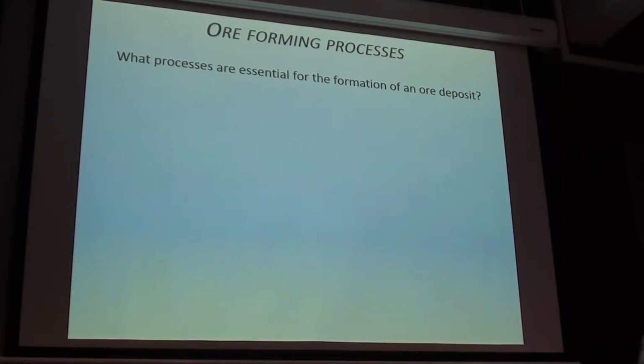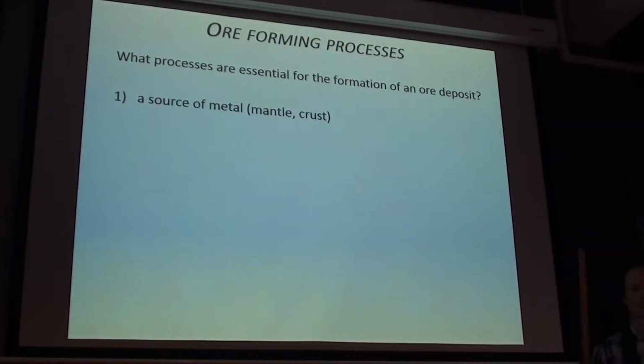So what are the ingredients in an ore deposit? What's the essential ingredient? Minerals. Minerals is later, but elements or metals. So we need a source of metal. And metals in the earth are basically contained either in the mantle or the crust. So we've got the metals in the mantle or the crust.